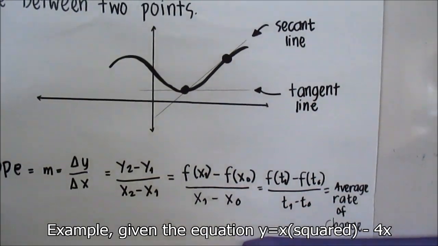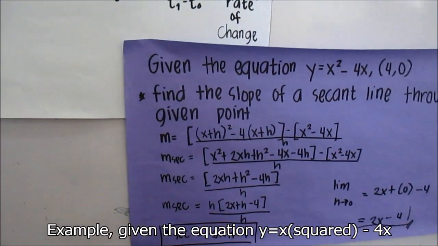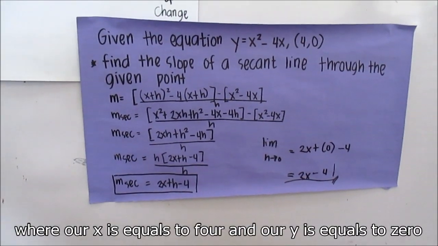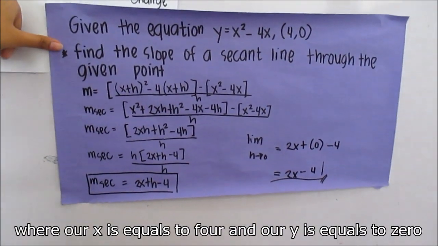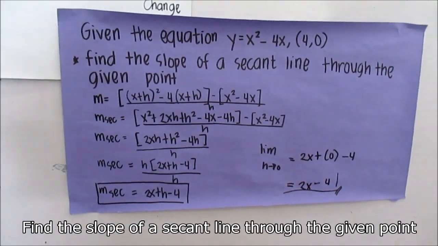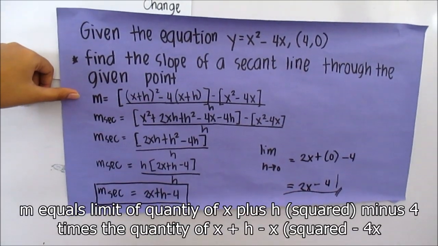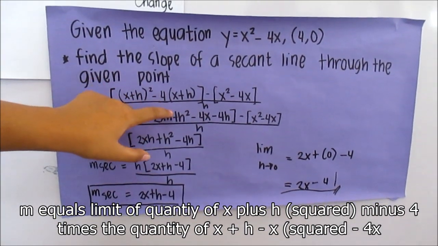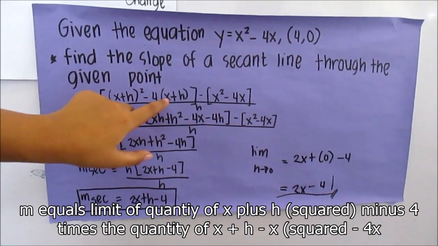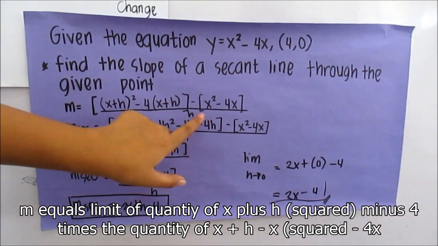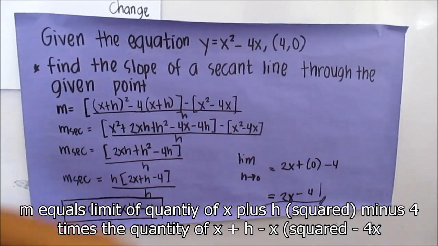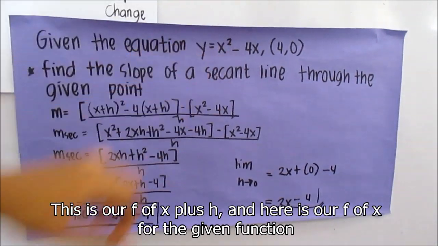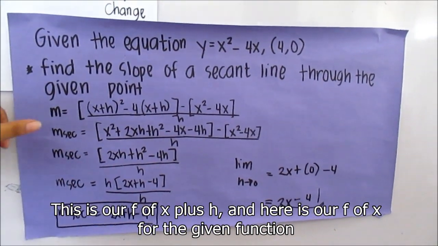Example, given the equation y equals x squared minus 4x, where our x is equal to 4 and our y is equal to 0. Find the slope of a secant line through the given point. m equals limit of the quantity of x plus h squared minus 4 times the quantity of x plus h minus x squared minus 4x. This is our f of x plus h, and here is our f of x, or the given function.